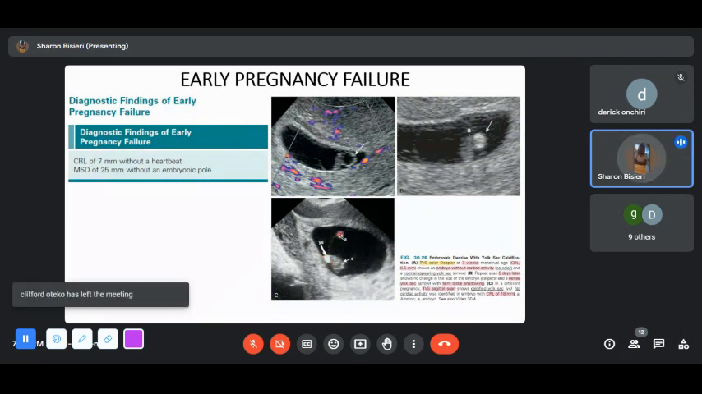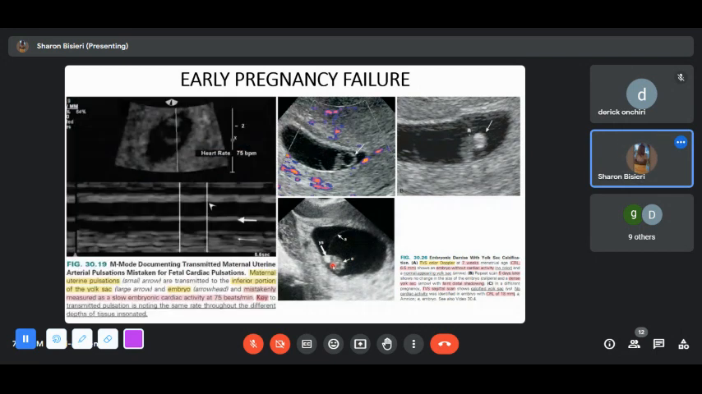And then you can also see our amniotic cavity. So in both of these cases, no cardiac activity was picked, and in both, these are features of early pregnancy failure.